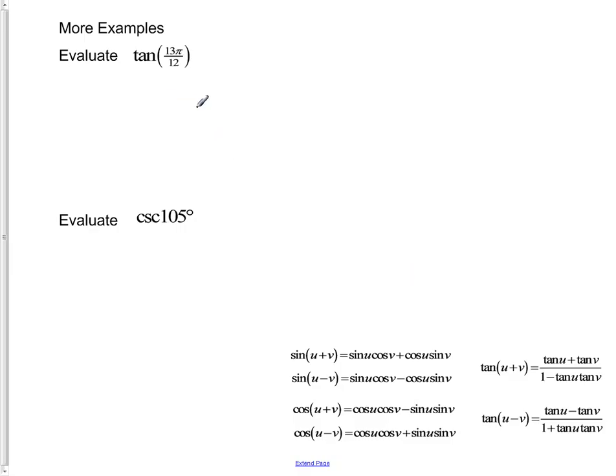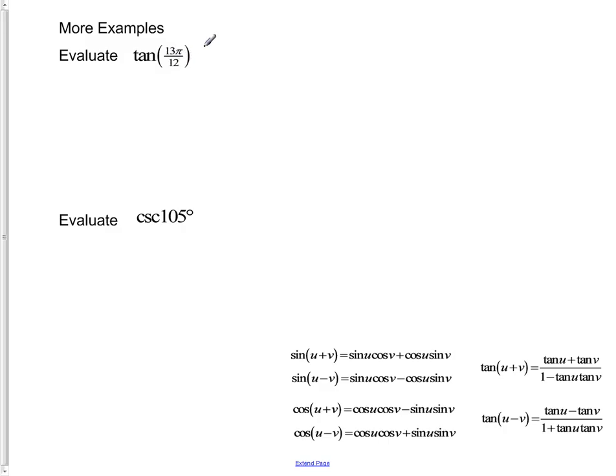Well, after verifying that identity, of course, we could verify other identities, but let's get back to a couple of examples. We might still be asked to evaluate something, but we're not told what angles add up to 13 pi over 12. Can we get an exact value of that? And the answer, of course, is yes: if we know how to divide it up, we can get some values that might be useful to us.